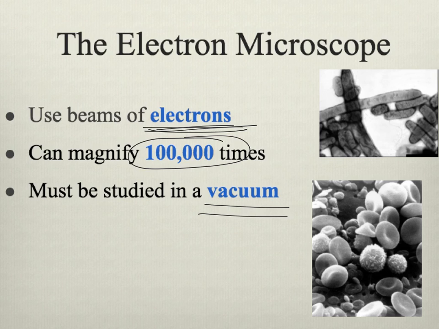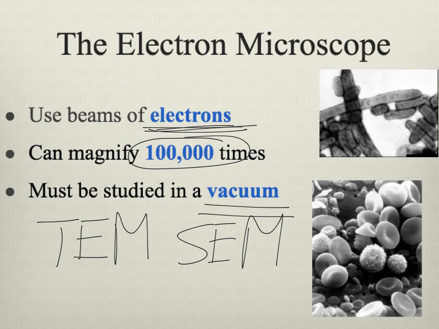And these have to be studied in a vacuum. The 2 types of electron microscopes are TEM microscopes and SEM microscopes. SEM is scanning electron microscope, that's what the S stands for, and then TEM is a transmission electron microscope, so the T comes from the transmission part. I always remember the TEM.